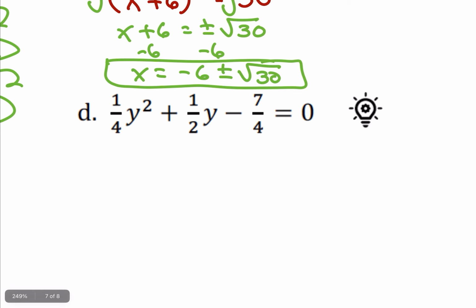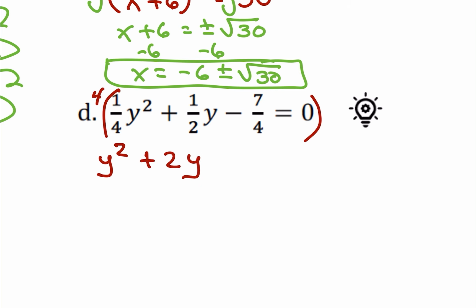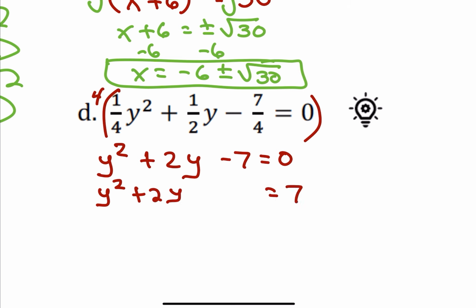Okay, D is a light bulb problem, but the best thing to do is to start by eliminating the fractions. So I'm going to multiply the entire equation through by the least common denominator of 4. When we do that, we're going to get just plain old y squared plus 2y, because 4 times 1/2 is 2, minus 7 equals 0. So now we're going to start our steps. Y squared plus 2y, we're going to move the negative 7 over, making it a positive 7.